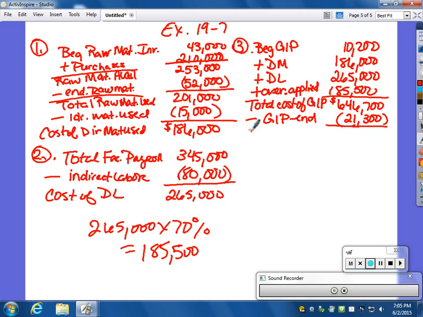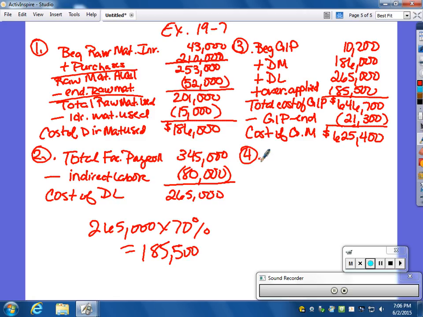So now cost of goods manufactured is how much? 625,400. Yes. All right, next, what's number 4? What did they want us to find? The cost of goods sold.